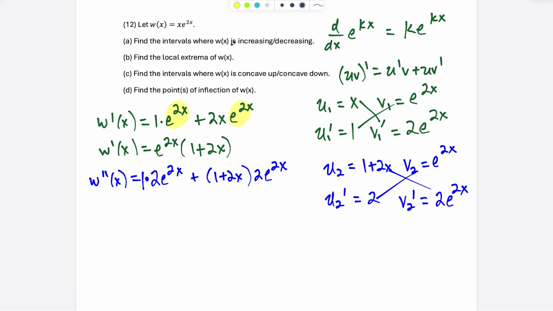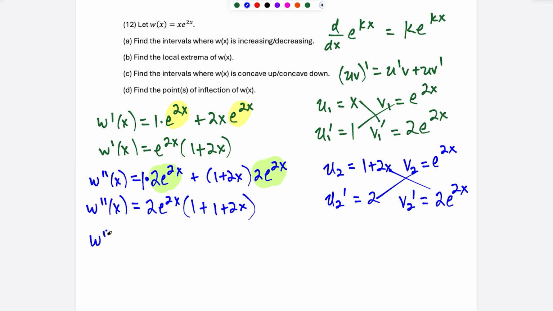And now if we focus on this next part here, we have a 2e to the 2x in common. So we factor that out, and this tells us w double prime of x is equal to 2e to the 2x times, we have 1 left, plus 1 plus 2x. And now we simplify this, we're going to have w double prime of x equals 2e to the 2x, and then we have 1 plus 1 is 2, so we have 2 plus 2x.